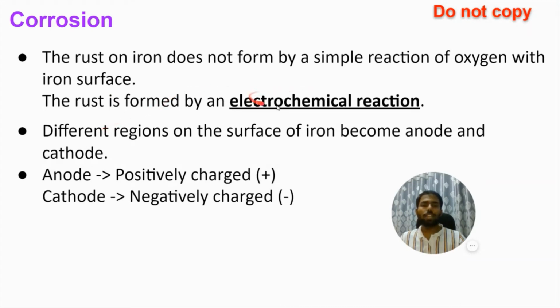So how is this electrochemical reaction going to take place in iron? Different regions on the surface of iron become anode and cathode. Okay, so if you take an iron object that is rusting, its different surfaces, some surfaces will become anodes and some surfaces will become cathodes.